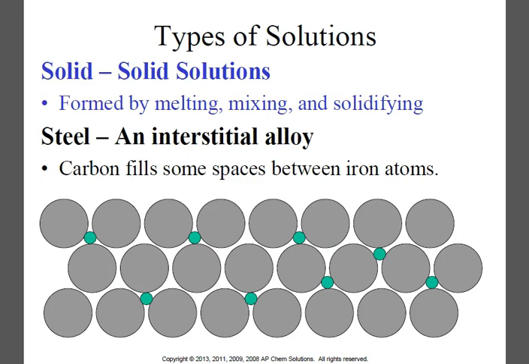Another type of solution is a solid-solid solution. And this happens mainly with metals. I want to point out a few key terms here. The first is alloy. An alloy is a mixture of two metals. And there are two types of alloys that we need to be familiar with.